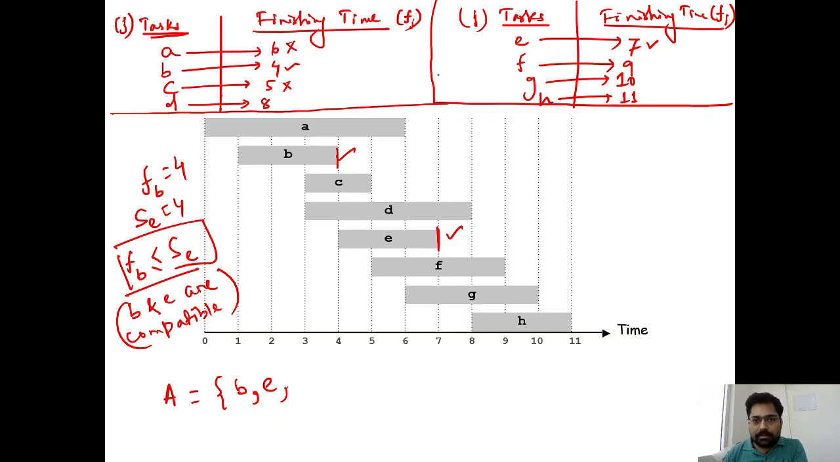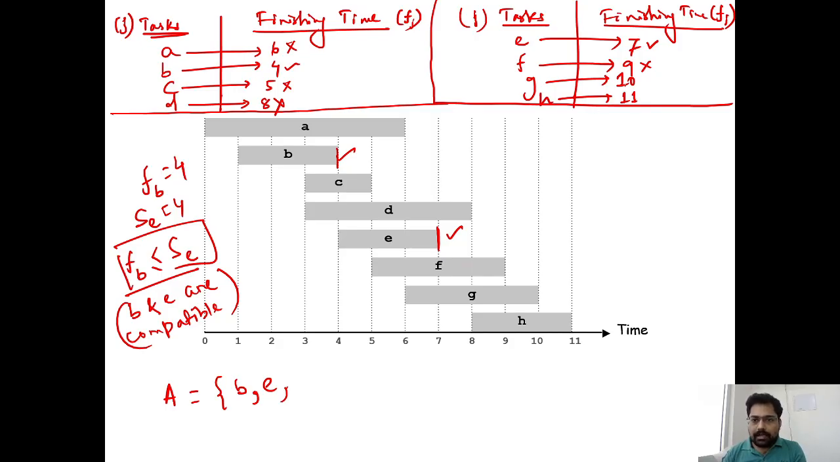Then after this E, we have the next finishing time, which is 8. We have to check D. If we are picking E, then we have to remove this D because of this reason. Next, finishing time will be 9, whether it is skipped or not. No, because E is already selected, so F could not be selected. So for that reason, we will discard it from our end.